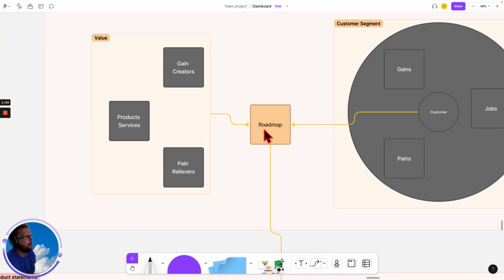And what do we have here? On the left side, we have our value. This is your business. Your business can either provide a product or a service, and that product or service is either a gain creator, meaning it makes somebody's life a little bit better, or it's a pain reliever. It solves for a problem that people experience, and these are the successful products.